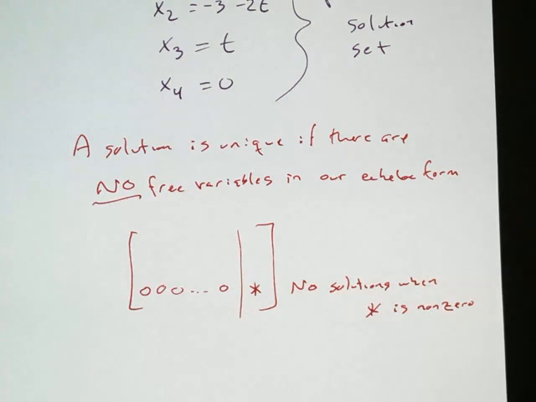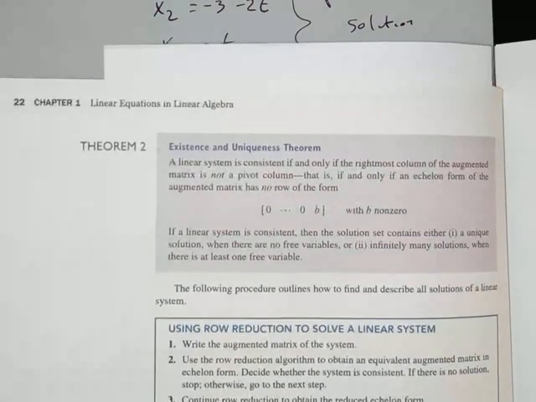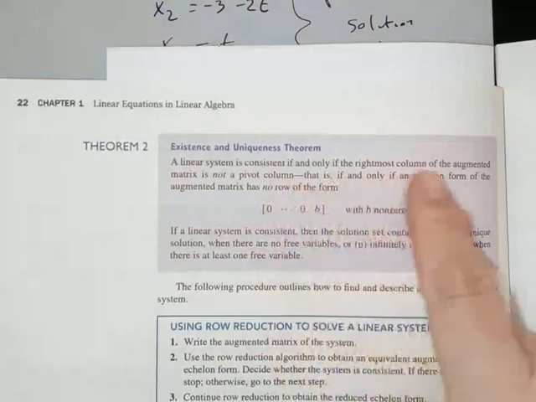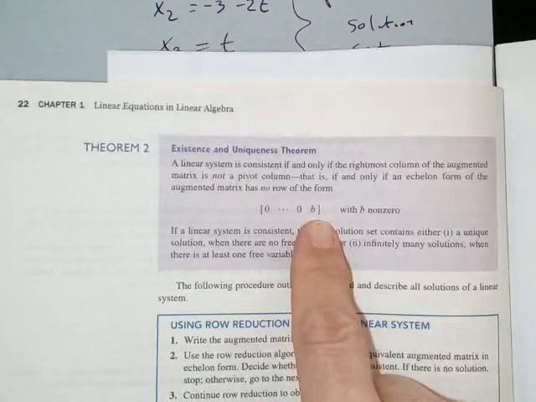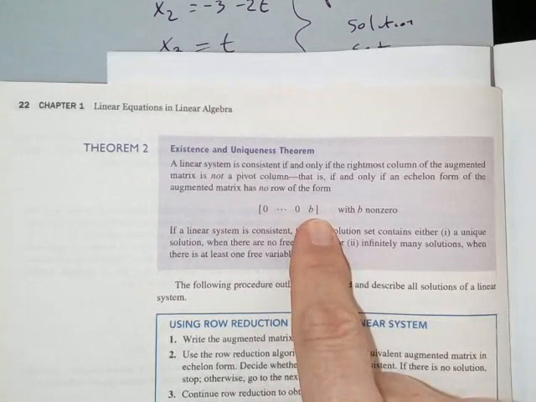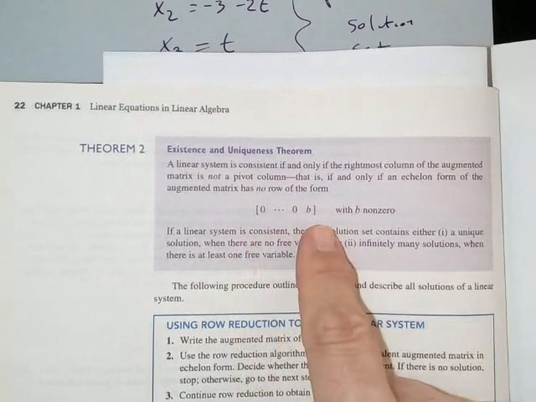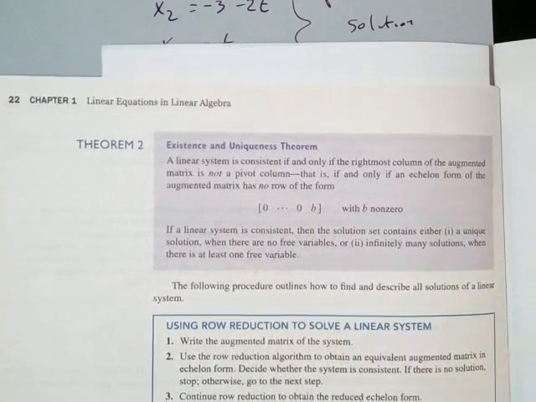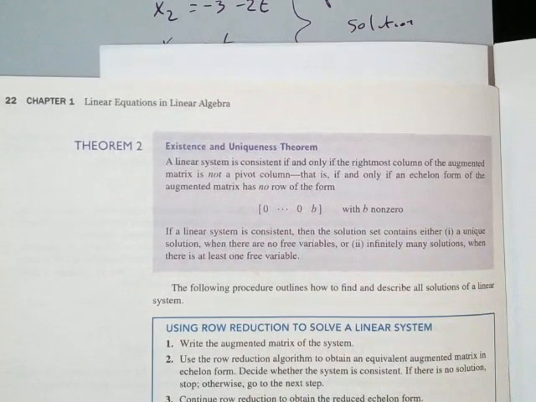Theorem 2 in our textbook writes that out explicitly. A linear system is consistent, meaning has one or more solutions, if the rightmost column is not a pivot. If the rightmost column is the first time you see a non-zero number, then you get no x1s, no x2s, up to no x whatevers equals 3. That's not going to work. So really, I want to look at the pivots and hope that they're all on the coefficient side, none of them on the augmented piece.